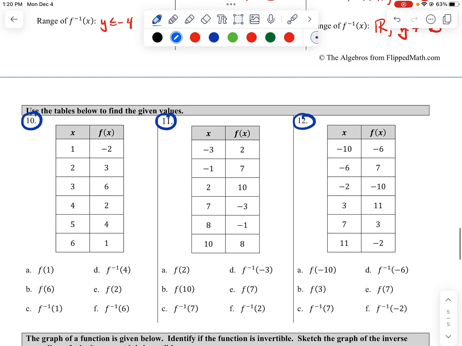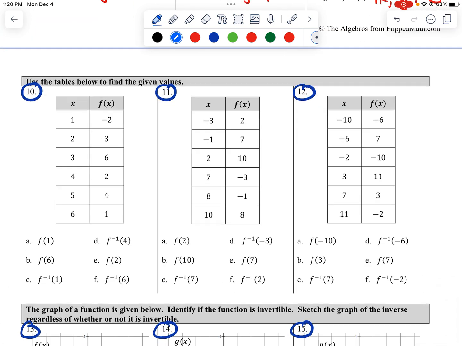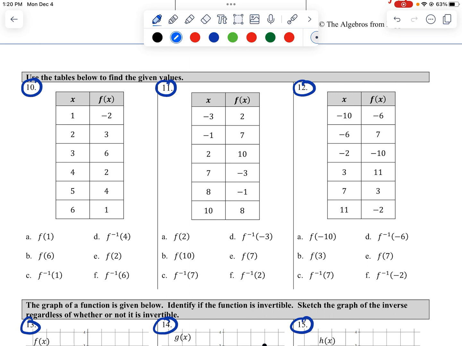All right, and on the back side, finding these values. So it's pretty easy when we have to look for f of 1. So f of 1 is negative 2. F of 6 is 1. F of 2 is 3. So for our inverse, we're looking in reverse. So when it's 1, it would be 6. When it's 4, it would be 5. And when it's 6, it would be 3.